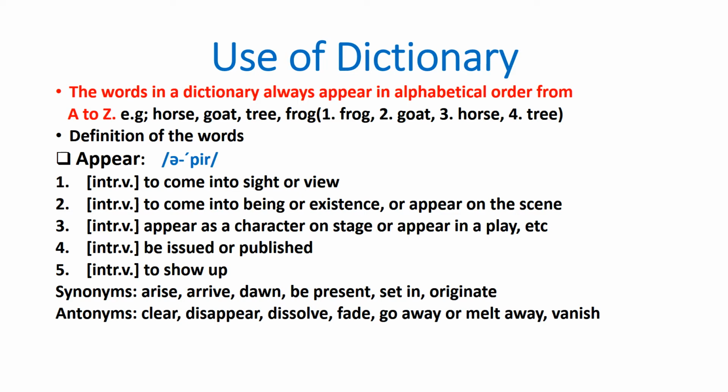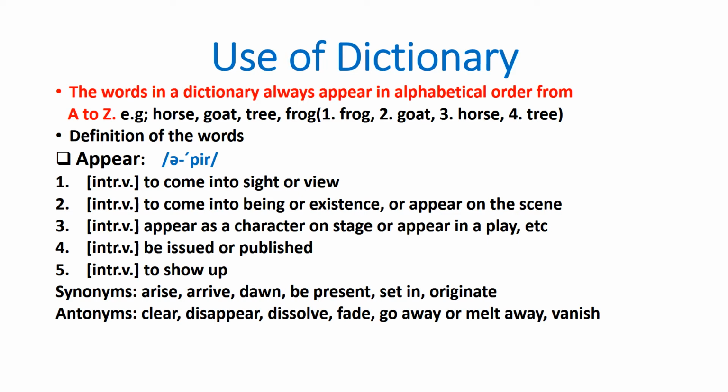And the other thing that the dictionary tells us is the parts of speech. Whether this word that you are looking up in the dictionary is a noun, pronoun, adjective, adverb, interjection, conjunction or whatever. So the dictionary will also tell you about the parts of speech. Like we have the word appear is an intransitive verb.